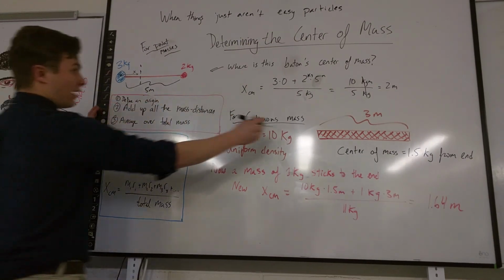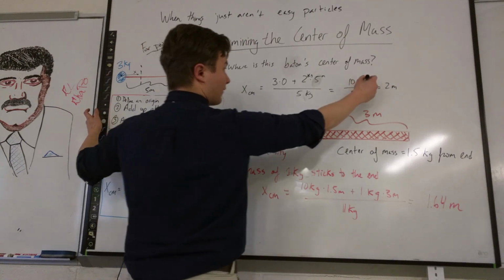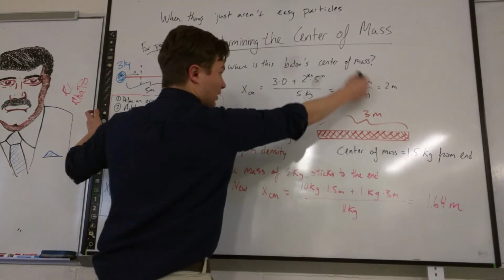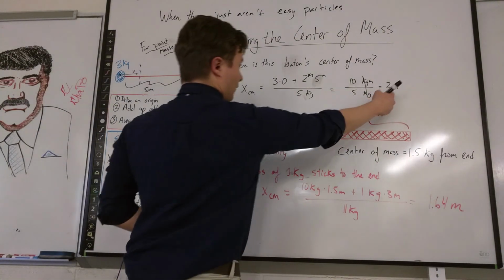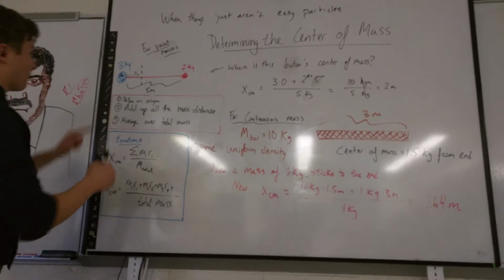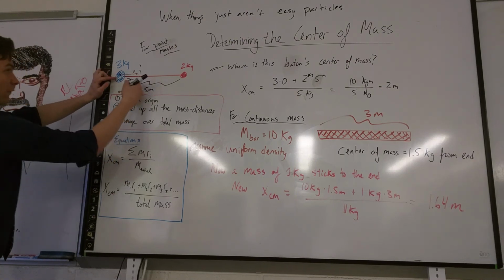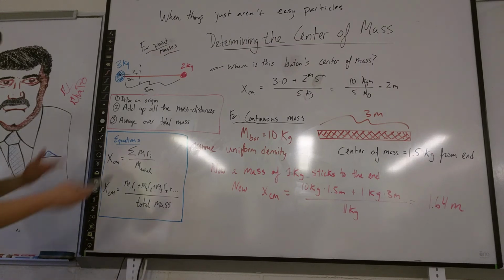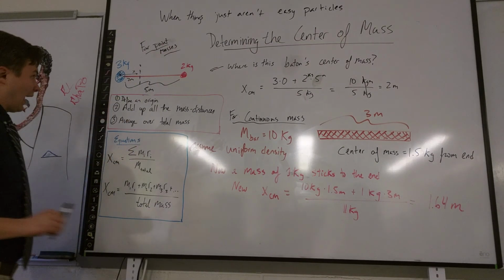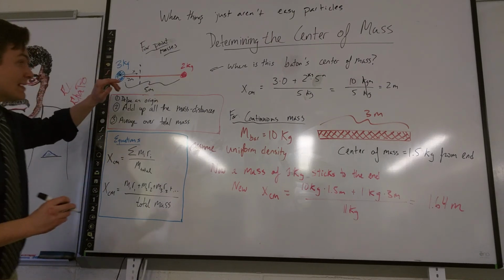Well, 3 plus 2 is 5. And I get the expression 10 over 5, kilogram meter over kilogram. The kilograms cancel out, and as I expect, I should get a unit of meter. So the center of mass for this baton would be 2 meters from the 3 kilogram side, which, as we guessed, would not be at the midpoint. So that's for point masses.